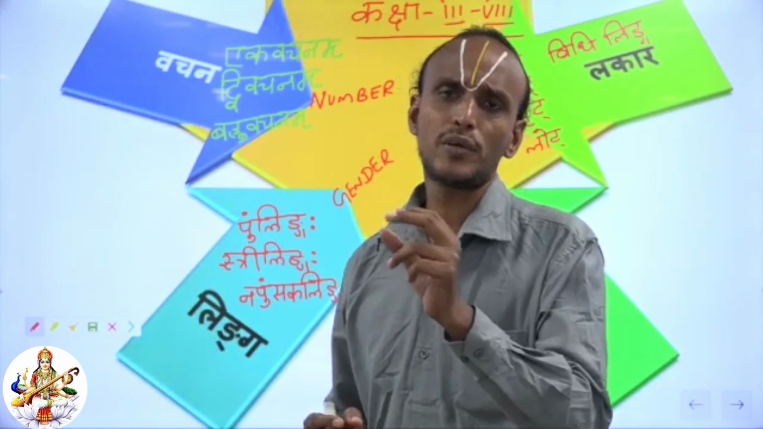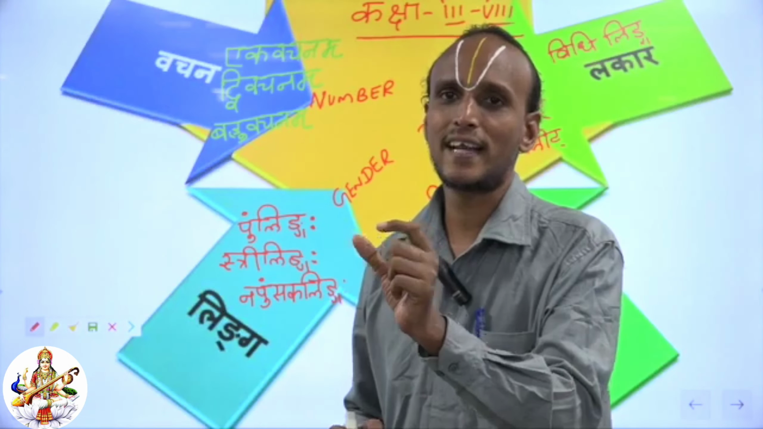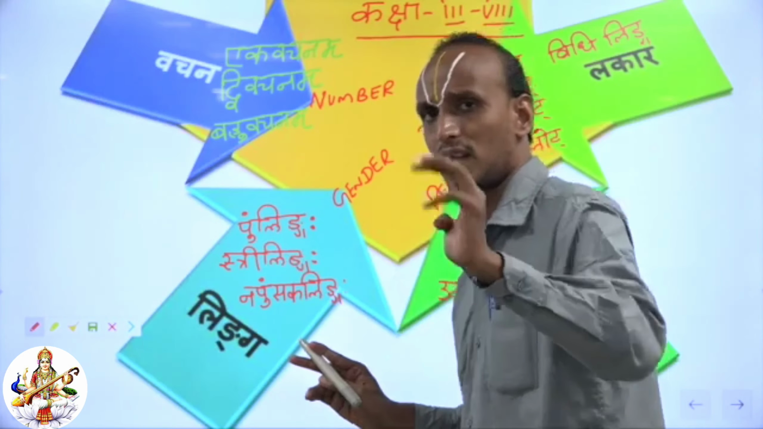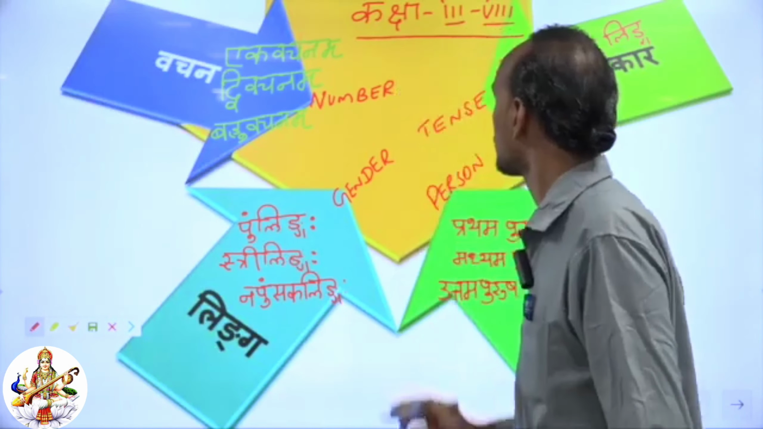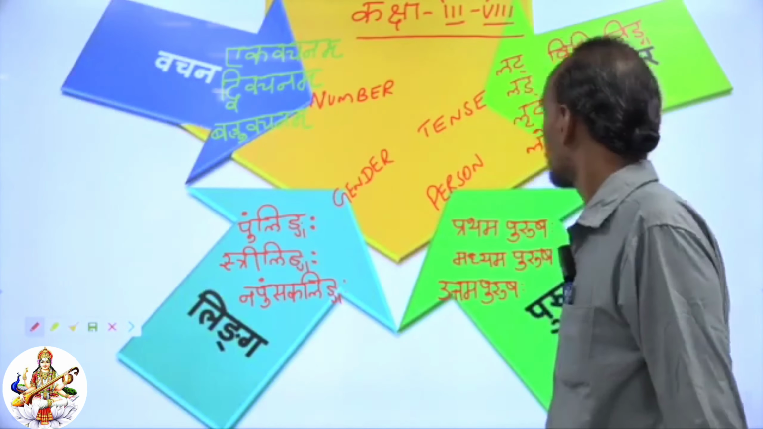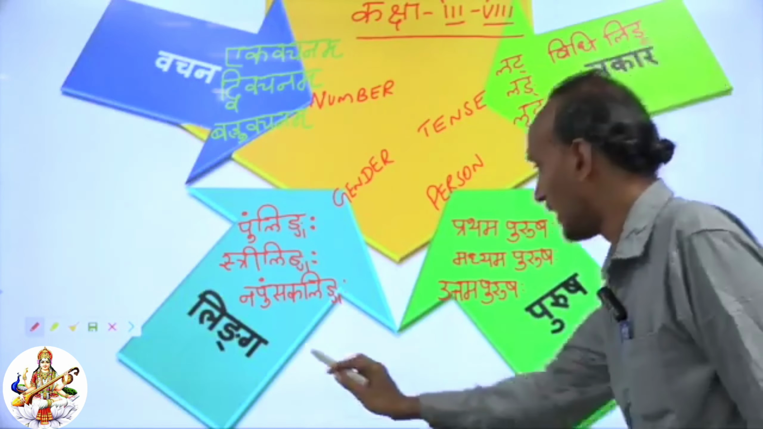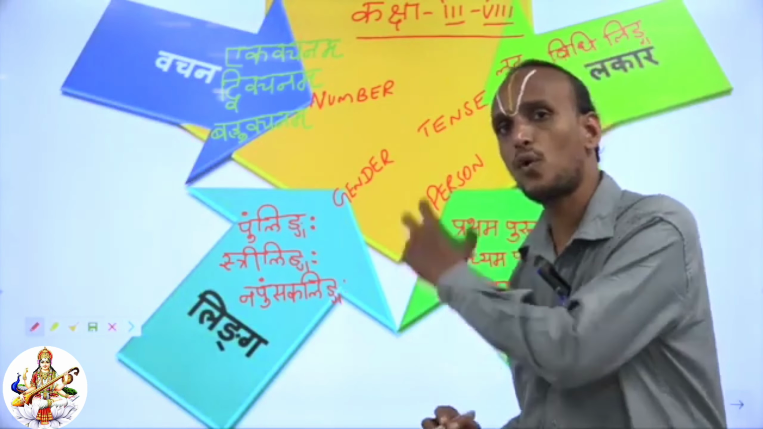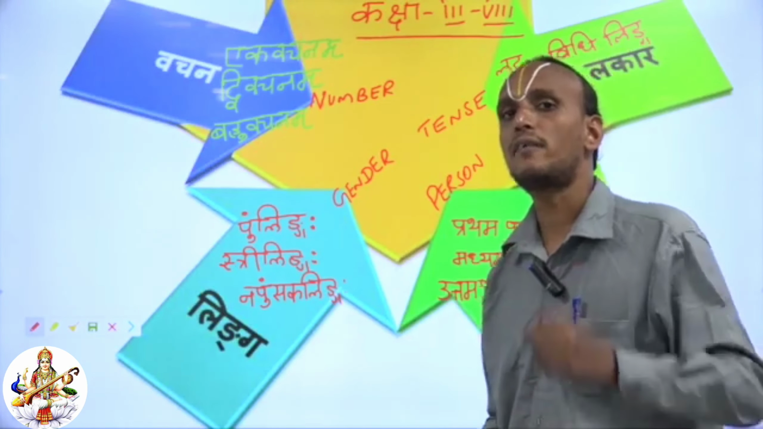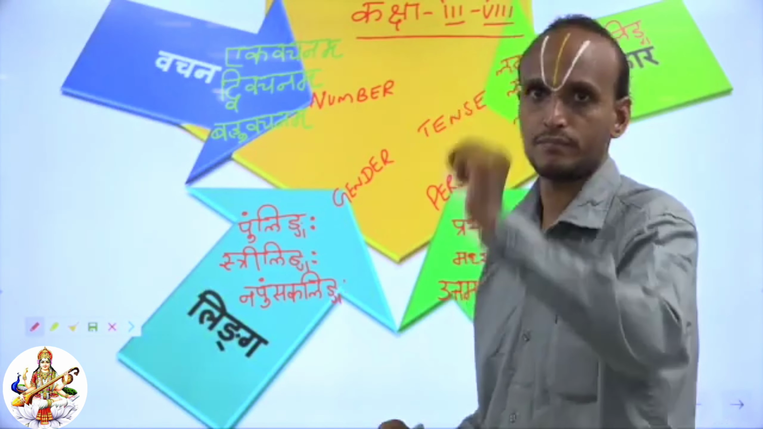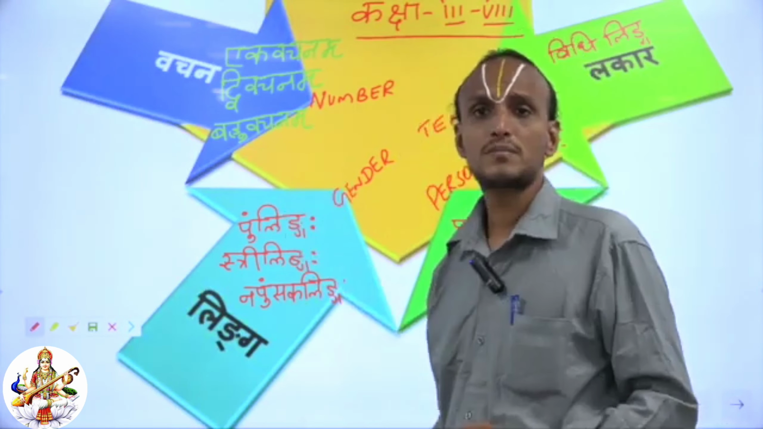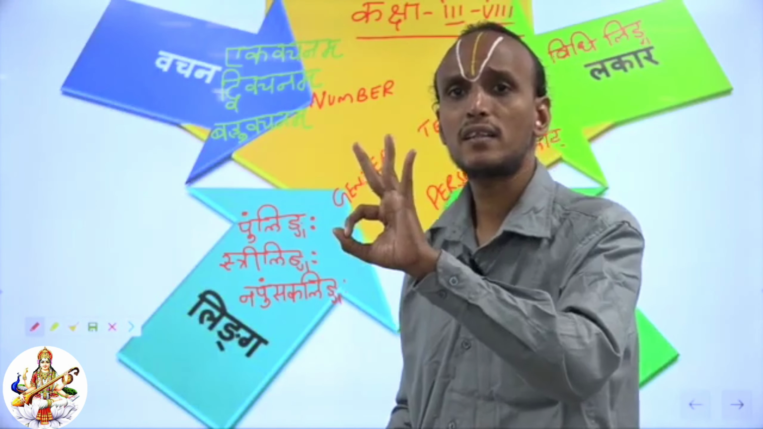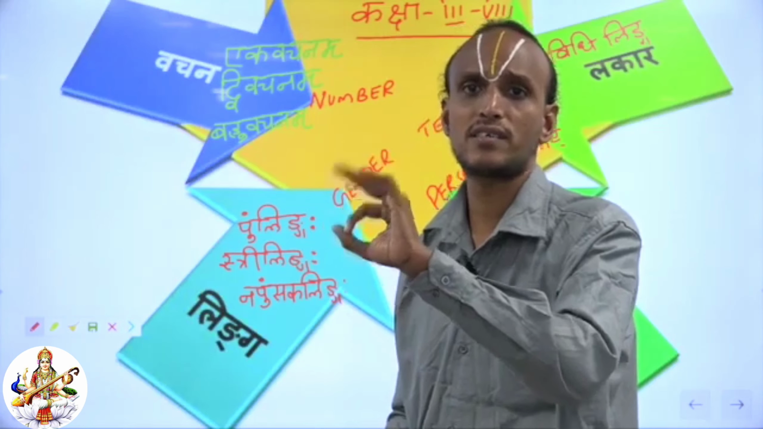Today, I am going to teach you about Sanskrit grammar. In Sanskrit grammar, see here, there are four important things: Vachana, Lakara, Linga, Purusha. In these four parts, first I will teach you about Vachanam. What is meant by Vachanam? Vachanam means number. There are three Vachanam in Sanskrit.